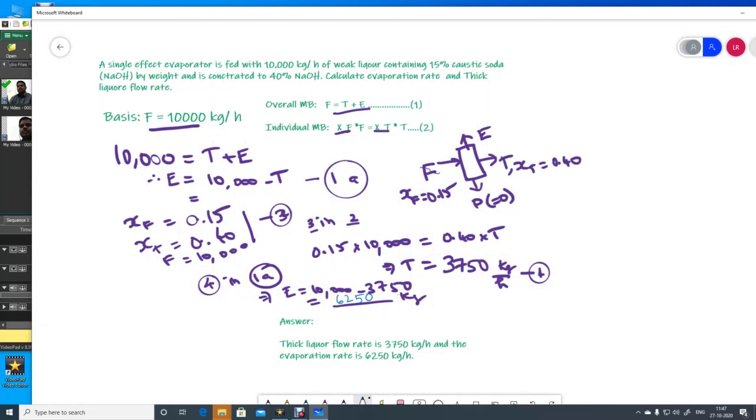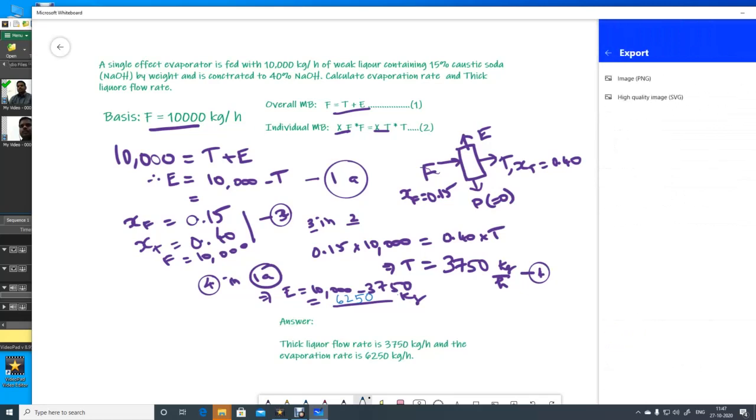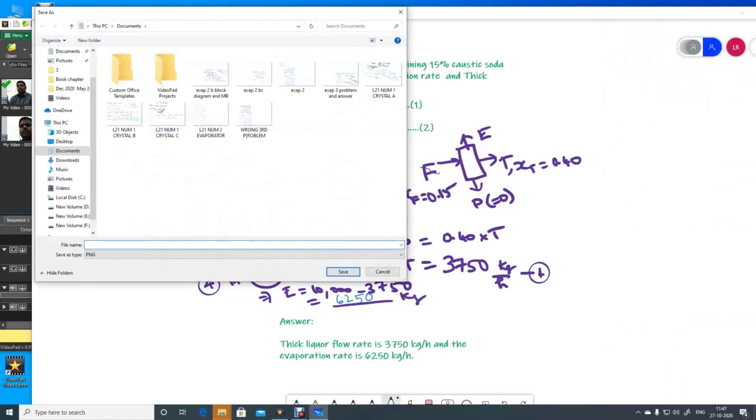Let me save this file and export it to some folder. I hope you are also getting the same answer. If you get a different answer, please check it back.